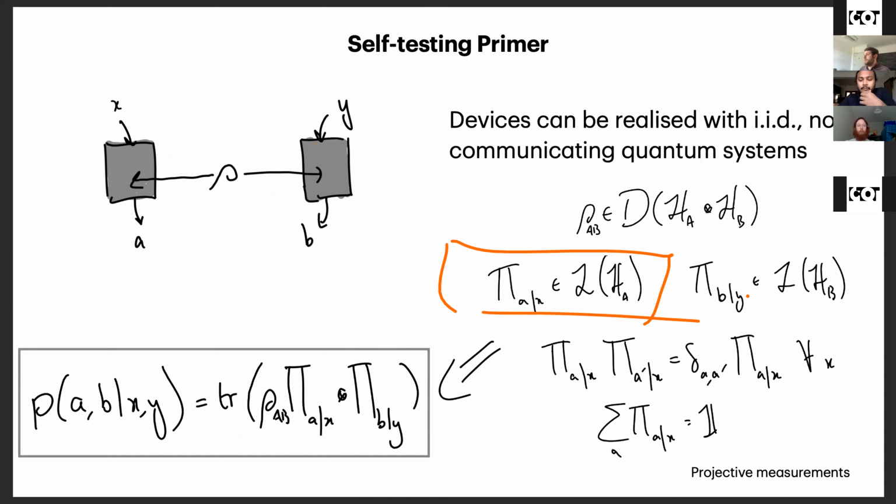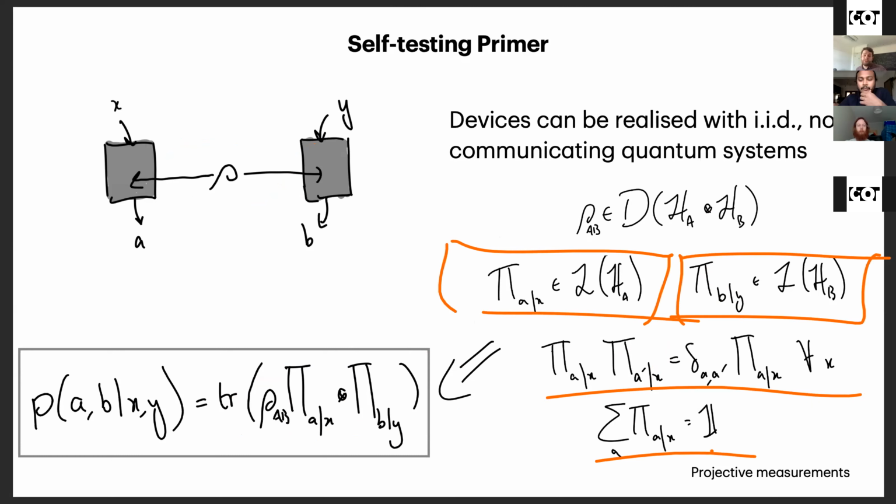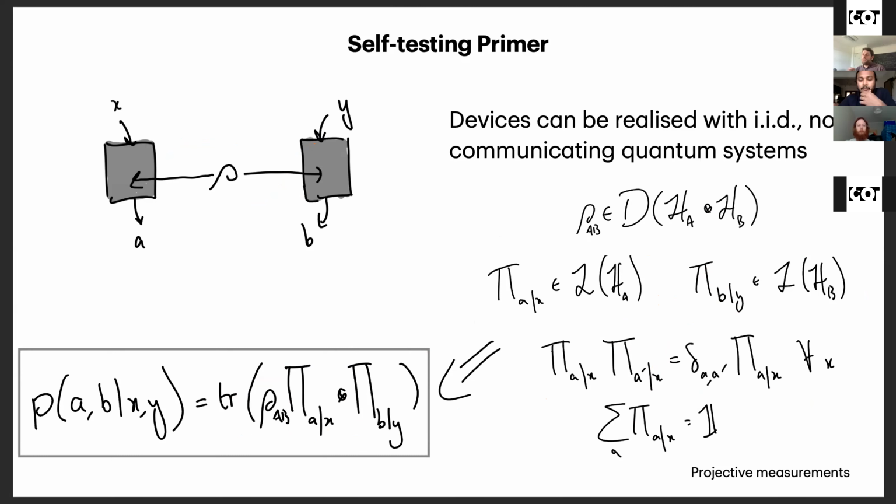I've got pi A given X, pi B given Y. They're linear operators acting on the Hilbert spaces HA and HB, and these are projective measurements. Okay, good.